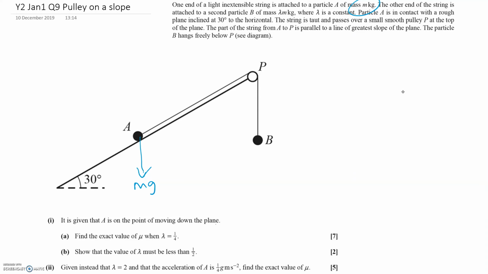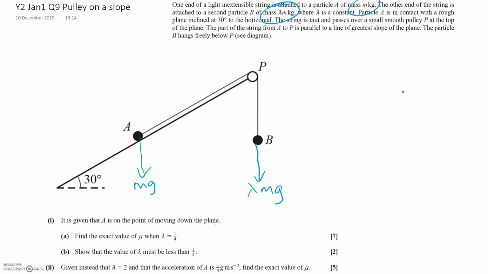The other end of the string is attached to a second particle B, which has a mass of lambda m. So let's mark that on. Lambda mg going down. Lambda is constant.